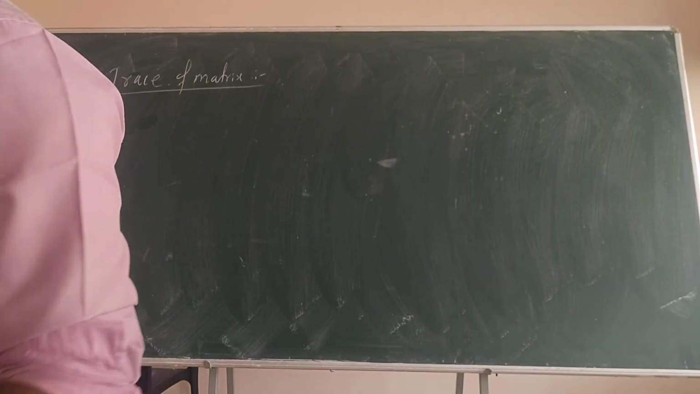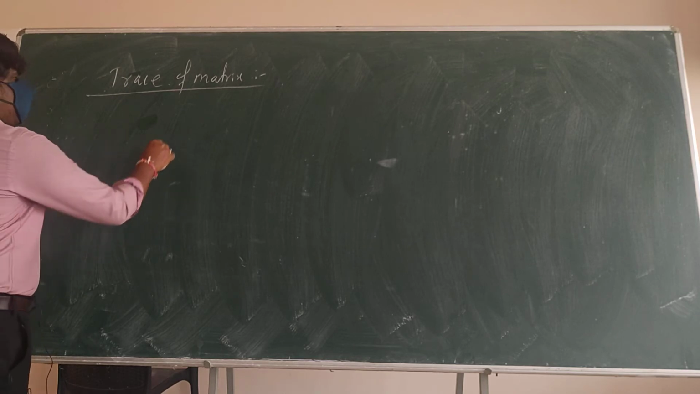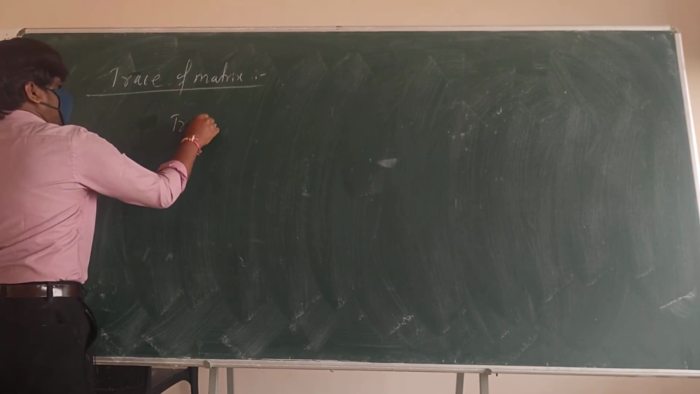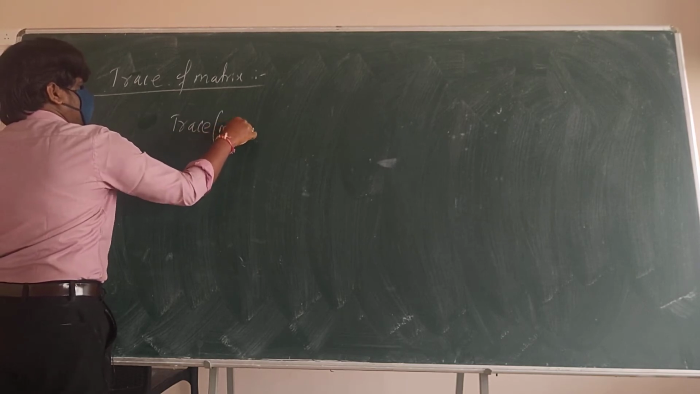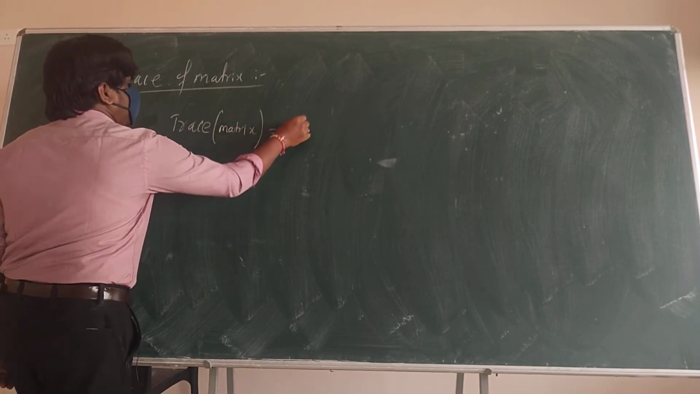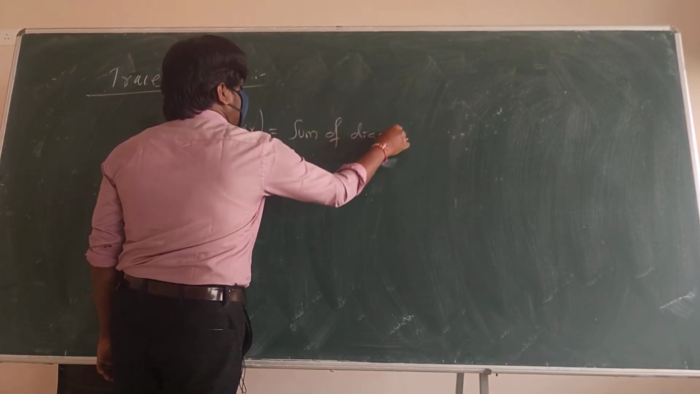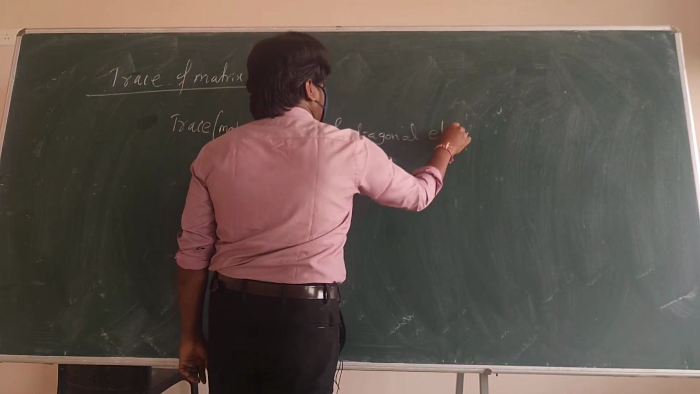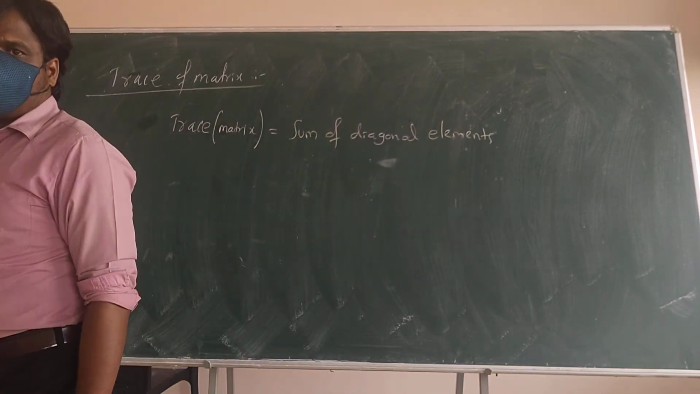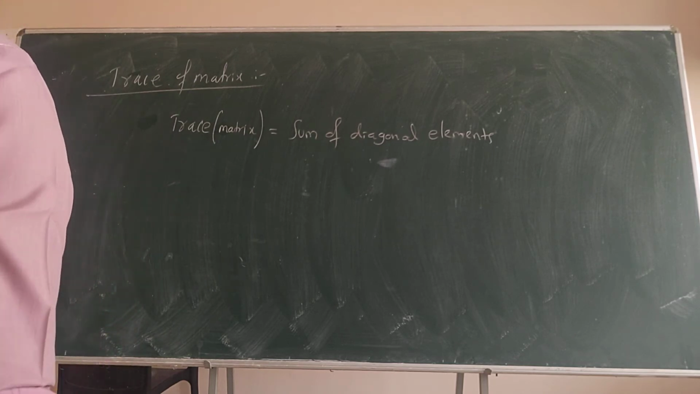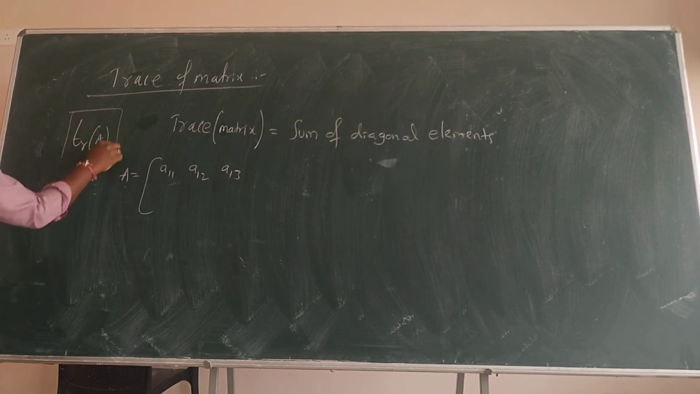Now, the trace of a matrix. The trace of any matrix is nothing but the sum of the diagonal elements. The sum of the diagonal elements is called the trace of a matrix. It exists only for a square matrix. The trace of a matrix A is denoted by tr(A).